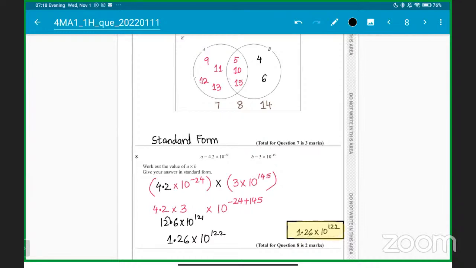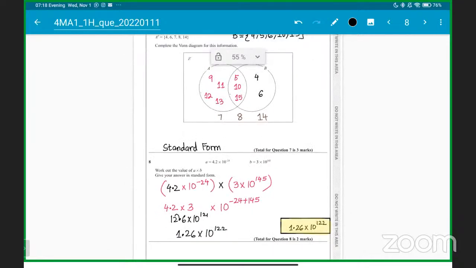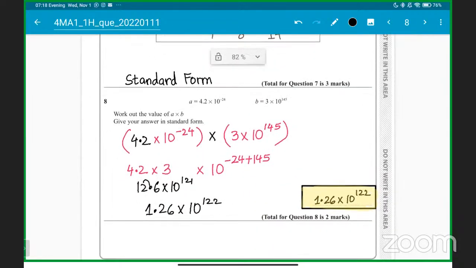So sir, you switch the decimal place and add 1 to the power in this? Yeah, because we are going from 12.6 to 1.26, so it means big to small. We'll just add one number to it. Okay. Okay, sir.